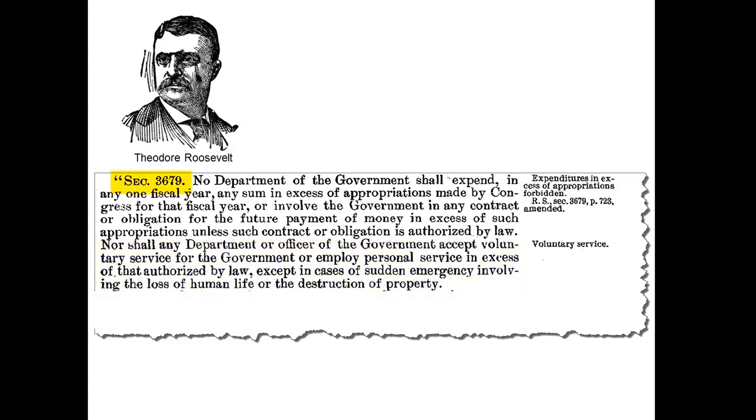3679. For many years thereafter, an Anti-Deficiency Act violation was identified as a violation of Section 3679 of the revised statutes. In 1926, the revised statutes became what we now know as the U.S. Code. But let's not get ahead of ourselves. Unfortunately, passage of the Anti-Deficiency Act in 1870 did not stop all of the coercive deficiencies.